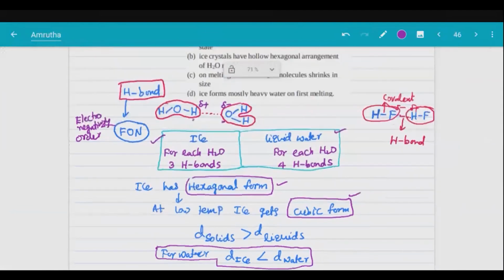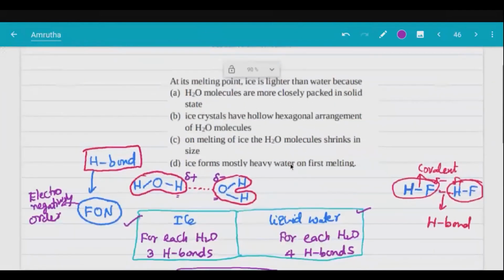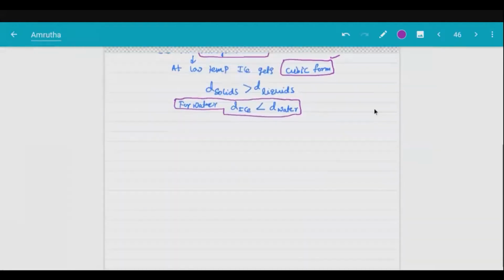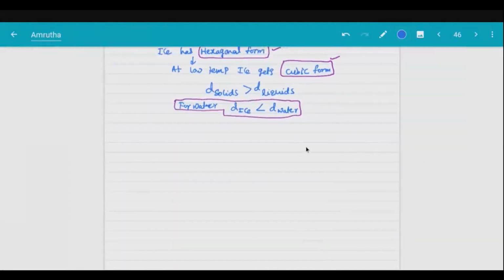Now get back to this question. No? So what is happening here? Ice is lighter than water. Yes, no doubt. That is what we discussed here. Because first point, H2O molecules are more closely packed in solid state. Is that true? If they are more closely packed, density should be more. Yes or no? But density is less. Acha, how in liquid water it has 4 hydrogen bonds? One of the students is asking, sir, how it is showing 4 hydrogen bonds? I'll discuss this. See this, look at this. This is water, okay?